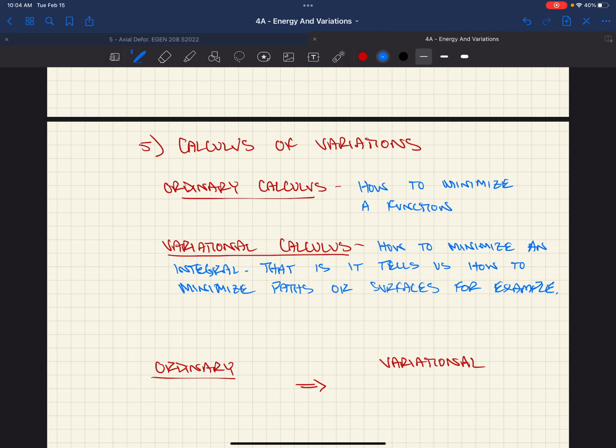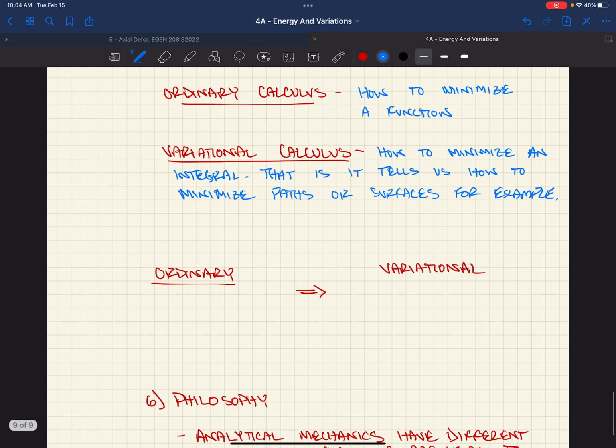Well, we know that because of the principle of least action, we're going to talk about the principle of total stationary potential energy, and our principle of virtual work, that in equilibrium, things go to zero. So we want to minimize these functions, and a lot of times these functions are a surface, like I said, or a path, which are defined by an integral. And so variational calculus allows us a means of coming up with a solution to those problems.